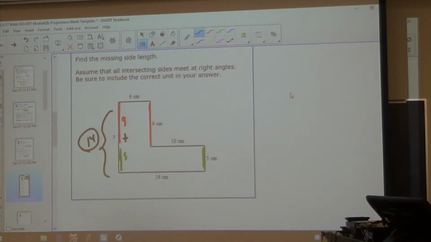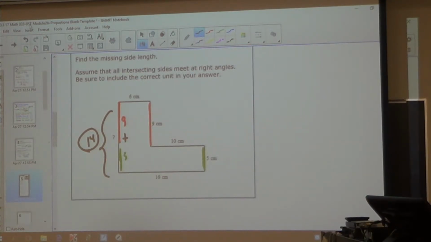Now, the next problem is going to be find the perimeter. How do we find perimeter? Add all of the sides. What kind of units are perimeter? It'll be inches.